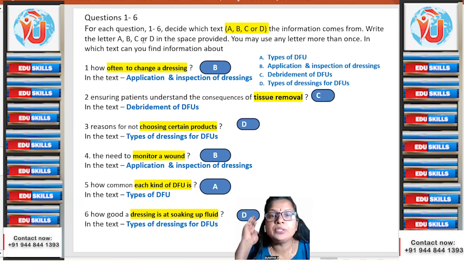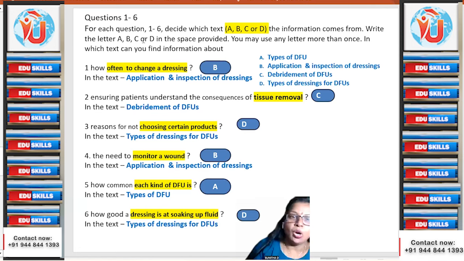How often to change a dressing? 2 or 3 days. So application and inspection of dressing is there in text B, right? Yes, ma'am. Okay. So for tissue removal, that key phrase will help guide you to which text. So C is correct, right? The second answer is text C, that is correct. Any doubt in that? No, ma'am. Okay.